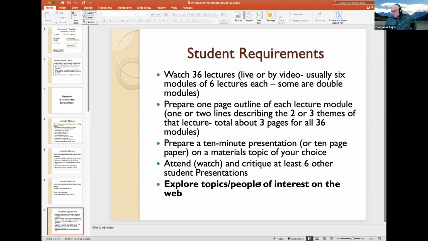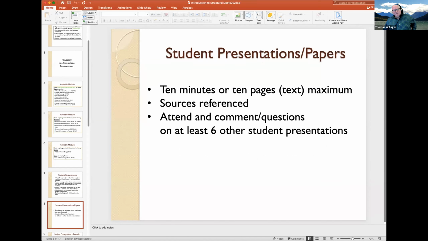So people say, well, where's the outside work? What's the reading you're supposed to do? I'll give you some of that, but mostly I want you to learn how to explore things yourself. Find out what other things are out there and teach yourself how to become an expert. I found that I can develop a fair amount of expertise in something with 2 hours worth of study of the topic. 10 pages or 10 minutes for presentation. You should reference your sources, attend and comment on at least 6 other student presentations.